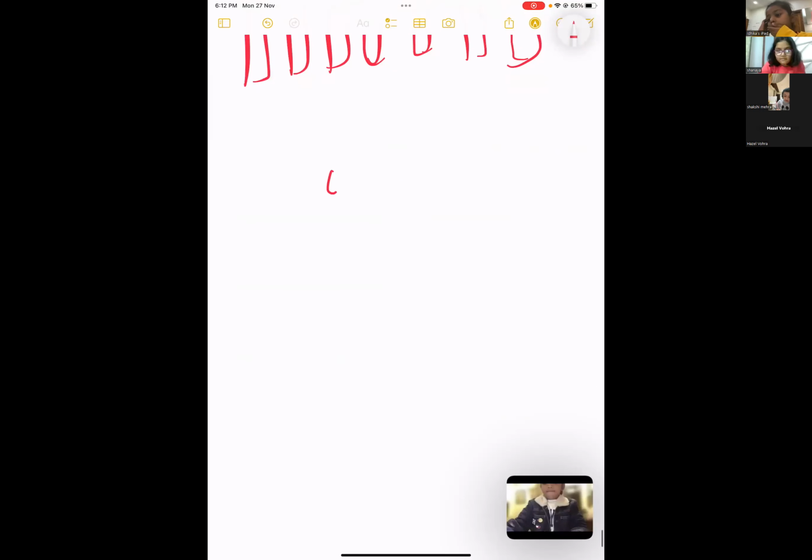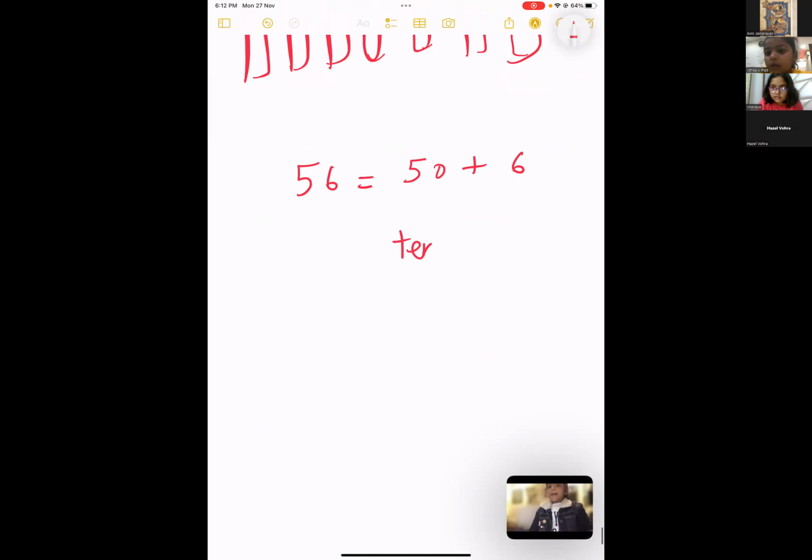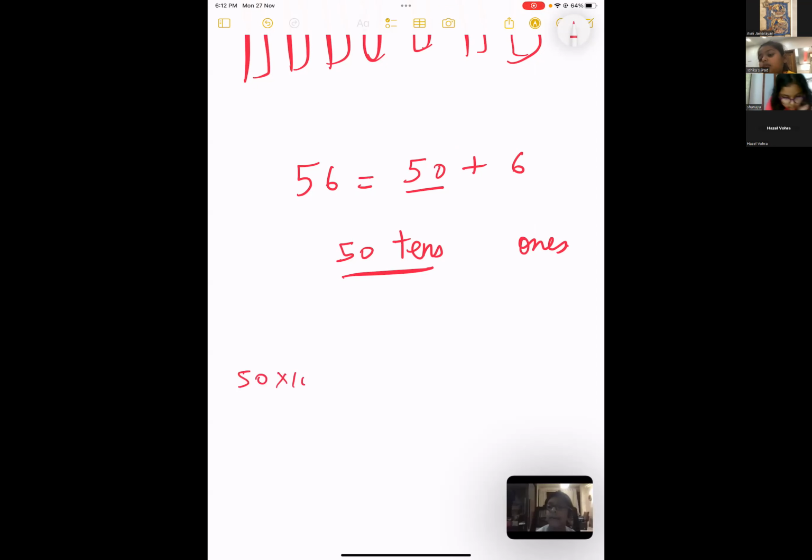Now, 56. Break it into whole tens and ones. What would be the answer? 50 plus 6? Is there any confusion here? Can I write 56 as 50 plus 6? Now, I have to give the answer as tens and ones. Here, I cannot write 50 tens because 50 tens becomes 500. Any doubt there? No. 50 times 10 is 500. So the answer is going to be 5 tens, because there is already a zero, and 6 ones.